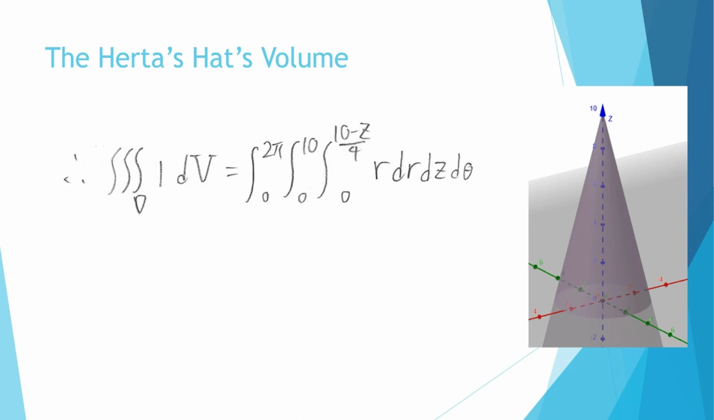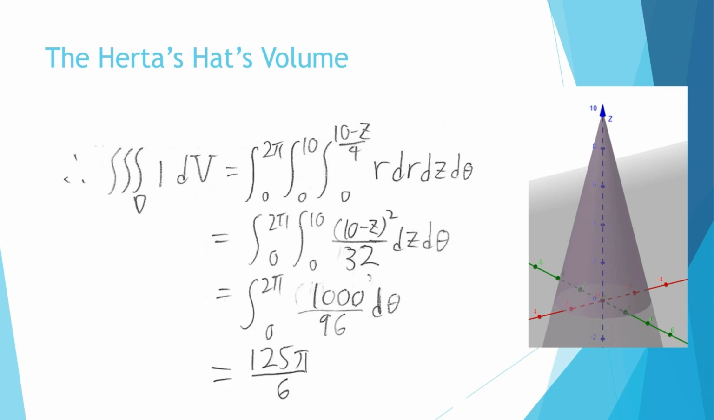First, we look at small slices of the hat. For each tiny piece, we calculate r times dr, a small change in width from the center out to the edge. This gives us (10 minus z) squared over 32 for each height. Next, we add up all these slices from the base, 0, to the top, 10. This gives us 1000 over 96. And finally, we account for the full circle by integrating around the hat from 0 to 2 pi. This gives us our final answer.